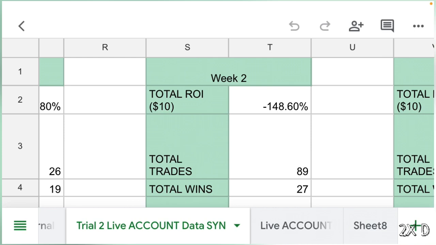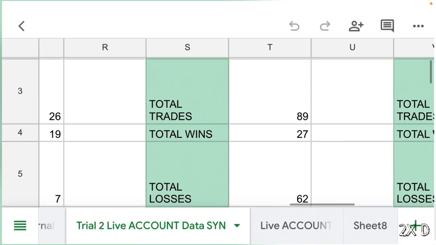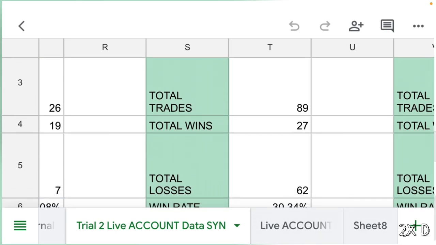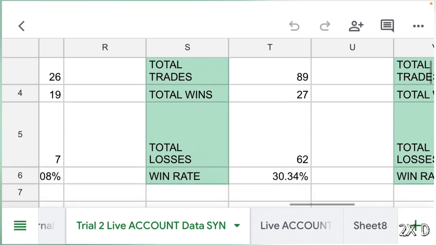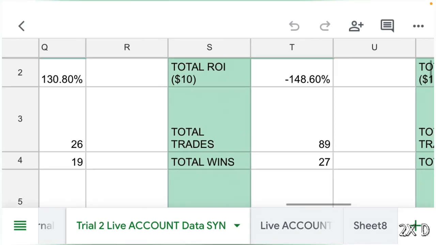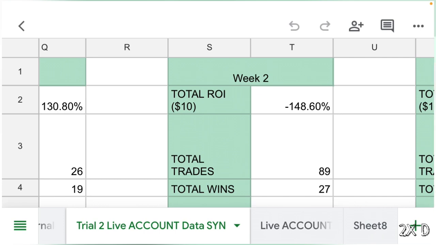Looking at week 2, we had an overall ROI of 148%, which was a result of 89 trades for the week. Winners were 27 and losses were 62. This was a 30% overall win rate for the week. I want to quickly let it be known that most of what I made in the 600% was pure profit, but all in all, I deposited like maybe $20.